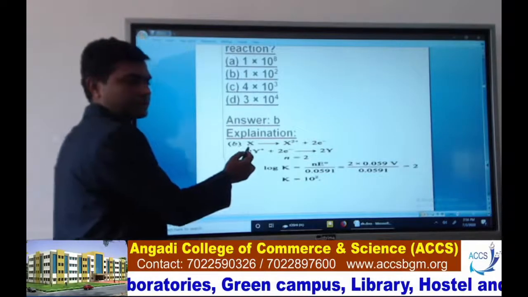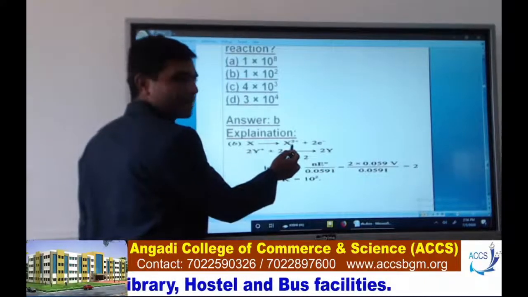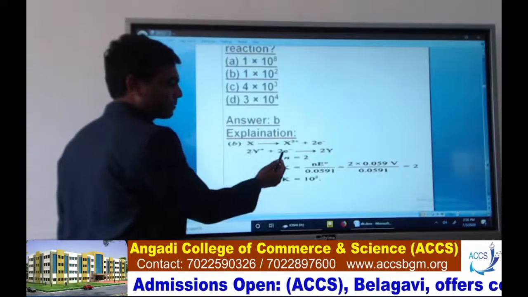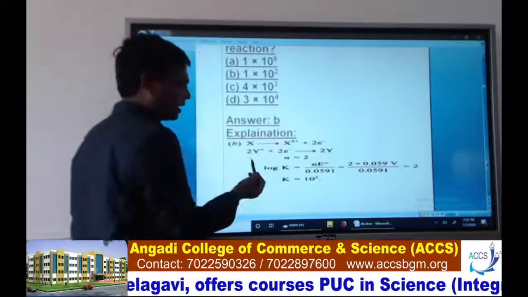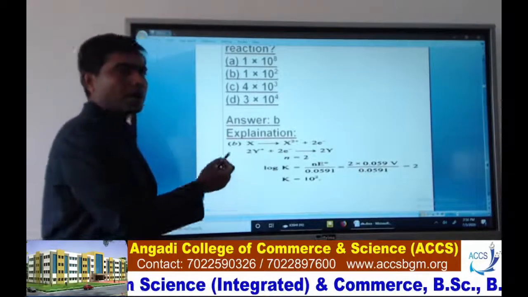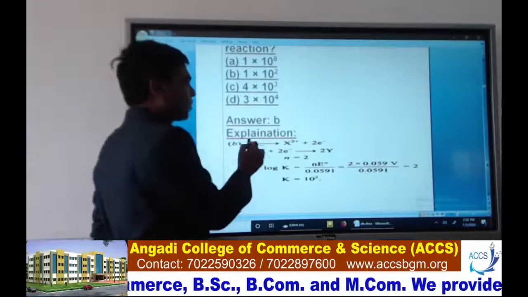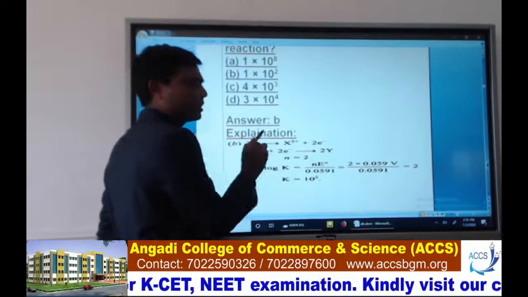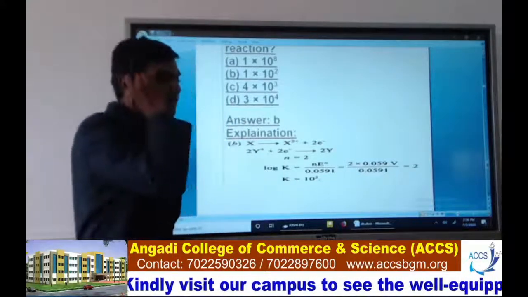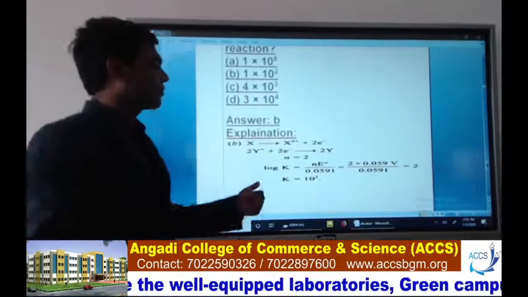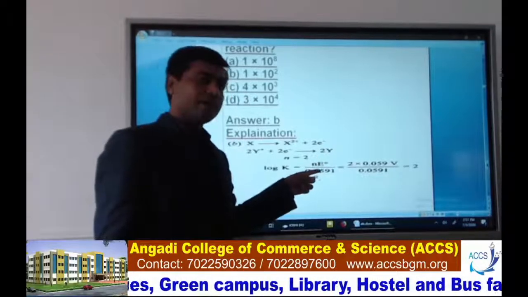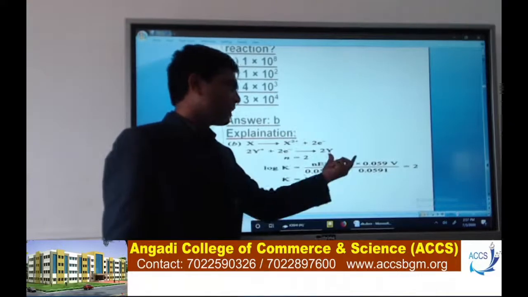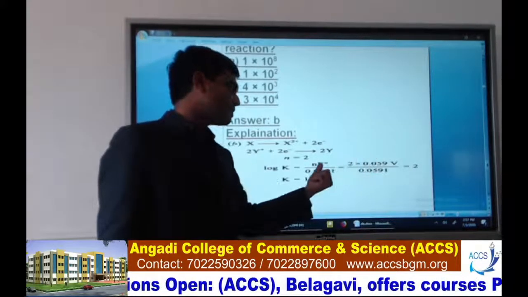The metal X has oxidized to give X2 plus ion plus 2 electrons. Similarly, Y plus has accepted 2 electrons and become metal Y. And n is equal to 2. How n is equal to 2? From X to X2 plus, 2 electrons; from Y plus to Y, 2 electrons; therefore n is equal to 2. We have the equation for equilibrium, log of K is equal to n E0 divided by 0.0591. Substitute n equal to 2, the E0 value is given, and the answer will come 2.